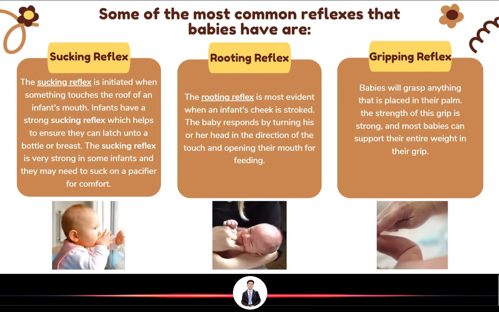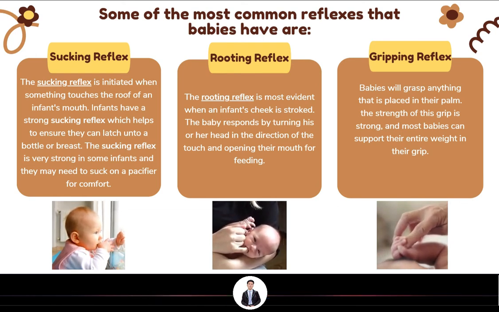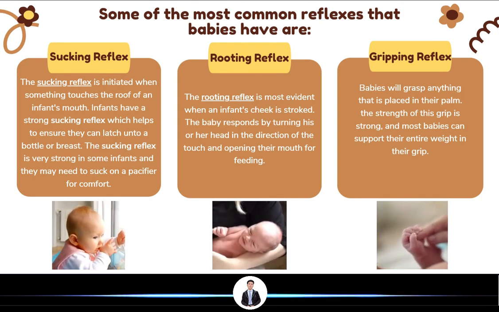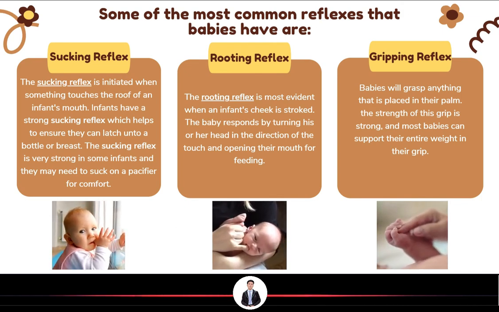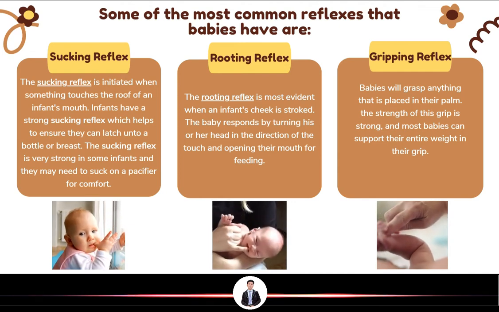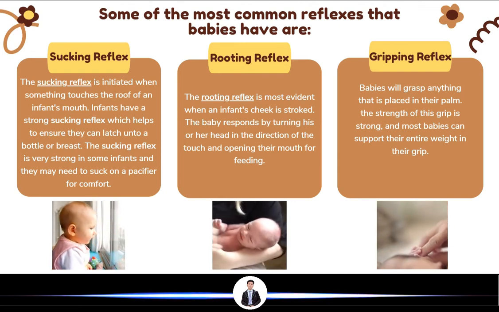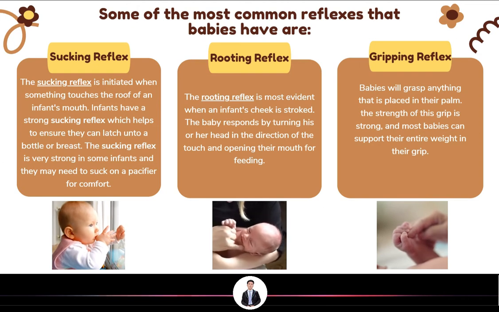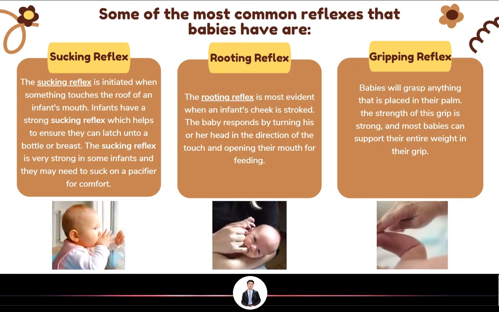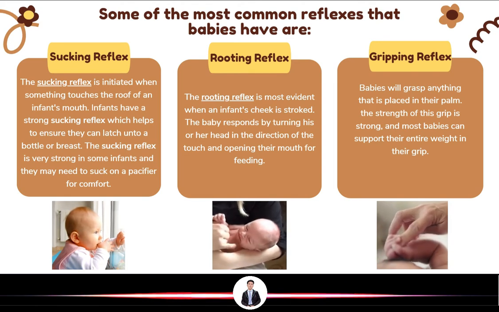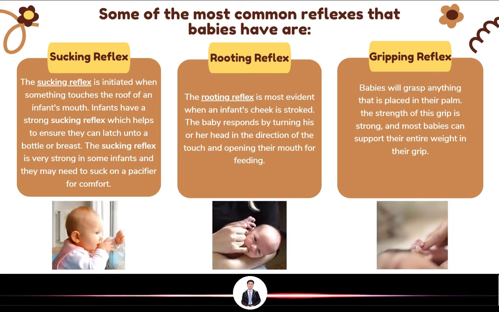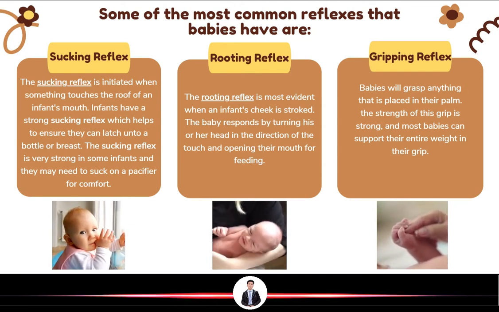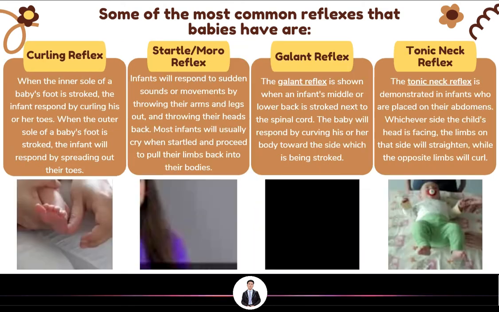So, gripping reflex. Babies will grasp anything that is placed in their palm. The strength of this grip is strong, and most babies can support their entire weight in their grip. I think I've already provided such an example before. Say, for example, if you give them a baby toy, they'll grip on it very tight. How tight can it be? Sometimes this gripping reflex can even support their own weight. So that's a very strong grip after all.